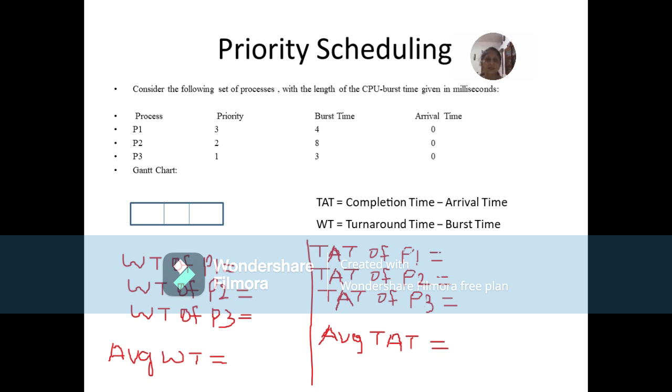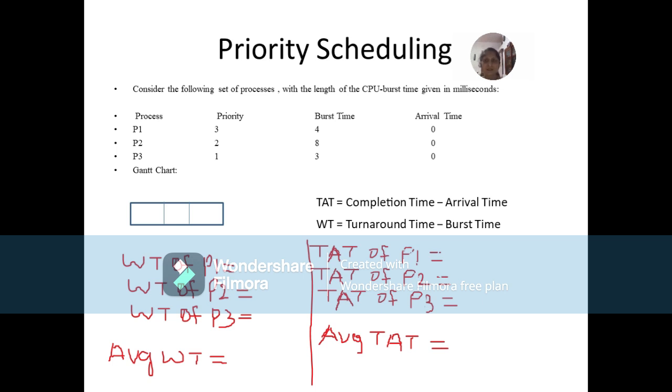If you see, this is again a very simple example. Why is it simple? Because arrival time is 0. Whichever scheduling algorithm you are doing, if an arrival time is given which is different for every process, you have to be very careful about it. As I always mention, if arrival time is 0, this is the simplest algorithm.